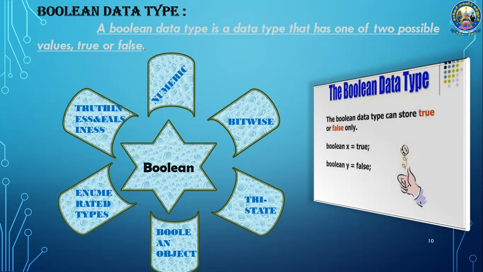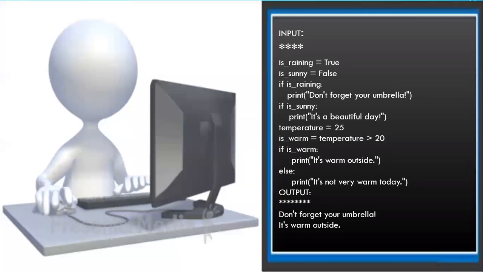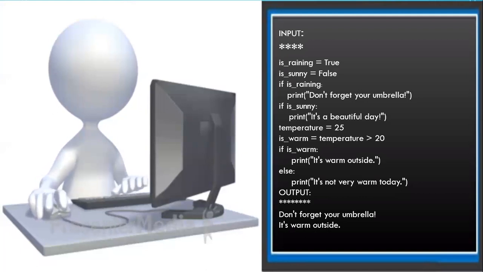This is an example program for Boolean data type. In this code, we define two Boolean variables, that is, is raining and is sunny, which can hold either true or false values. We use conditional statements, that is, the if statements, to make decisions based on the Boolean values. For example, if is raining is true, it prints a message about taking an umbrella. We also use a Boolean expression, that is, temperature greater than 20, to determine whether it's warm outside. If the expression is true, it prints a message about the warm weather. Otherwise, it prints a message about it not being very warm. Boolean data types are fundamental for controlling the flow of a program based on conditions and making logical decisions.